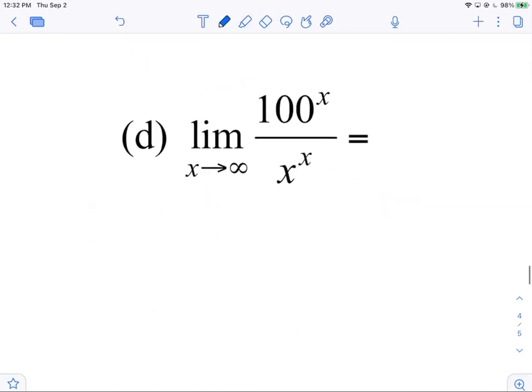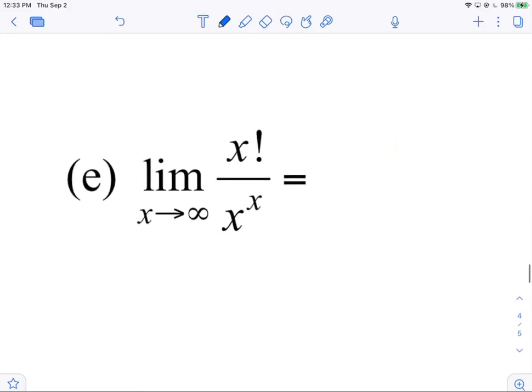There's D, now do it. Ooh, 100 to the x. Man, that's fast. I wish my money grew like that. Boom. I wouldn't have to teach tomorrow, but you know what? I still would. Oh, but look at the denominator. I'm going to call it the queen of growth. Who grows faster, top or bottom, for huge x? Bottom, right. So this is 0. Boom. All right, there you go.